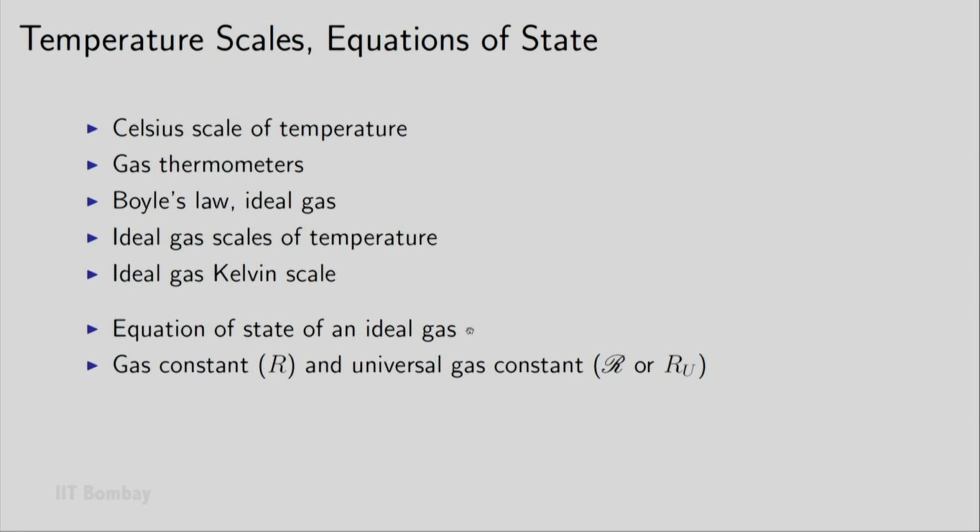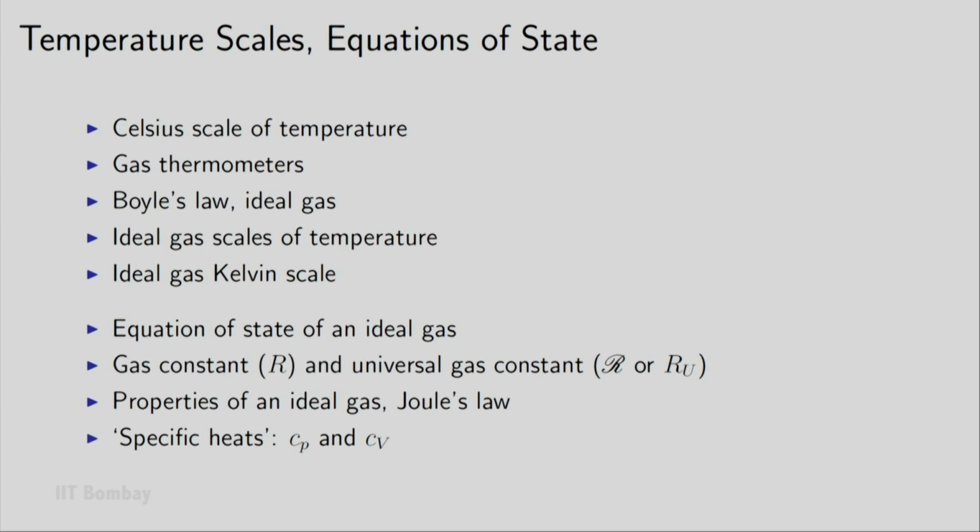Then we will quickly look at the gas constant and the so-called universal gas constant. Then we will study briefly the properties of an ideal gas, which will obey not only Boyle's law but also another law known as Joule's law. And then we will define the specific heats Cp and Cv.